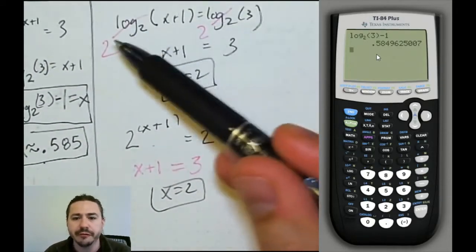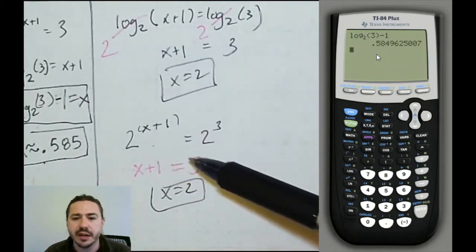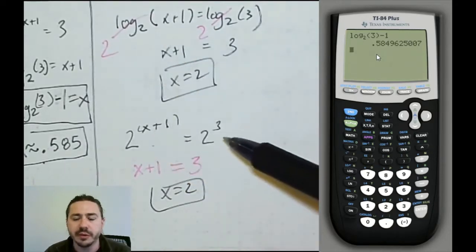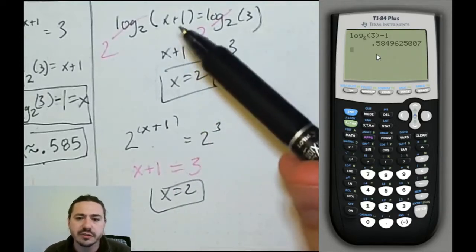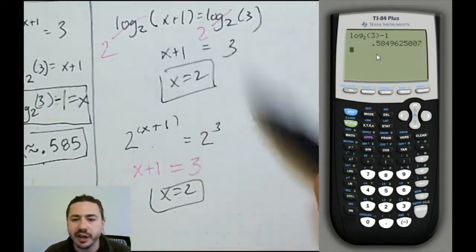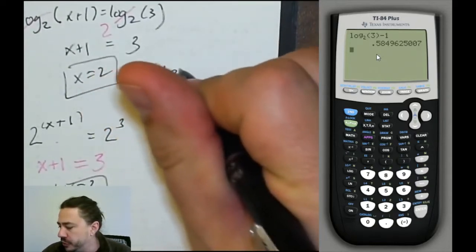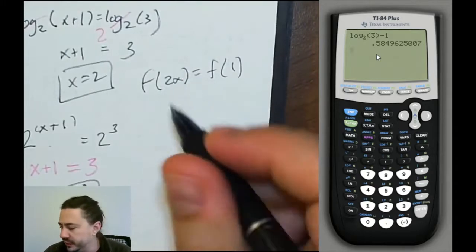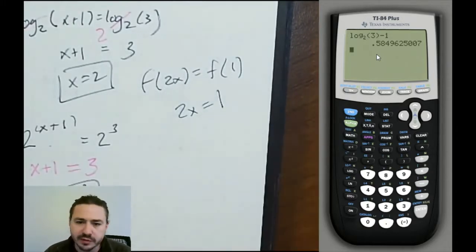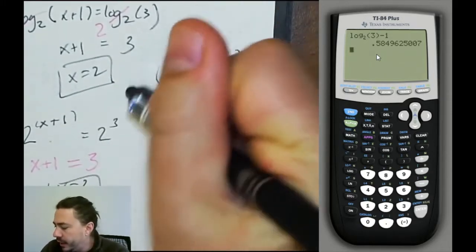We have the same function on either side, and when the arguments are different, we can set them equal to each other. This is a trick that you can typically use with all functions, not just log and exponential functions. If you've got something like f of 2x equals f of 1, you can typically say that 2x equals 1 in general.